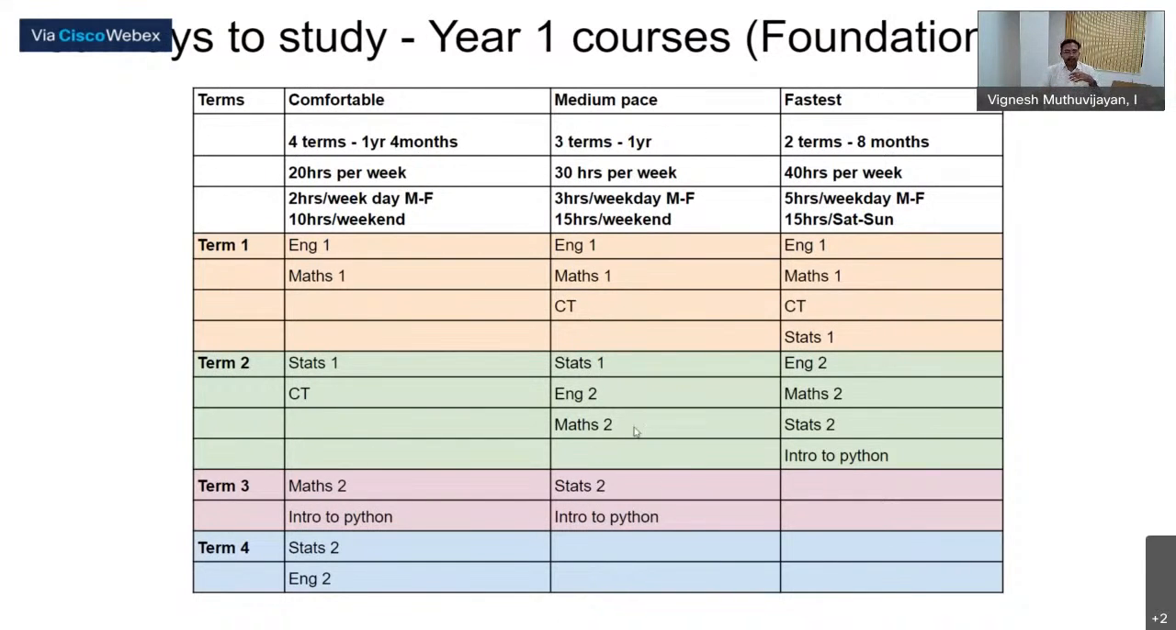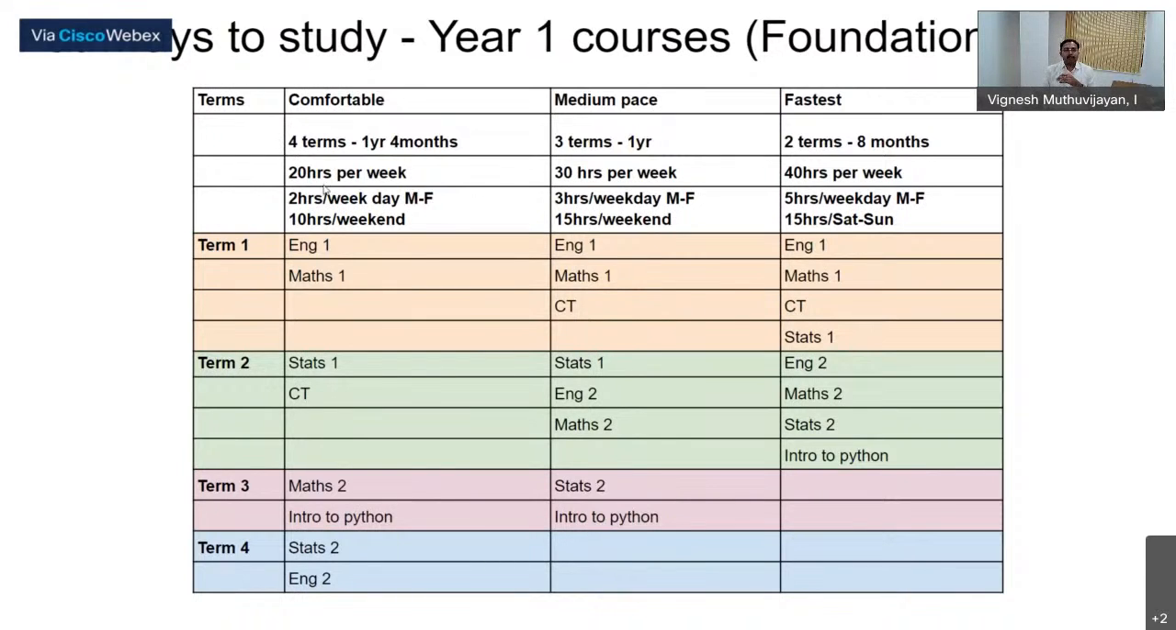In case you want to do it at a slightly faster pace, you can complete it in about 1 year. A large number of students have chosen to do this, where they have been able to complete the foundation level courses in 3 terms. And the fastest obviously is doing it in 2 terms, where you do 4 courses in each term.